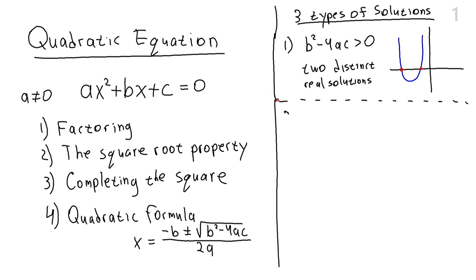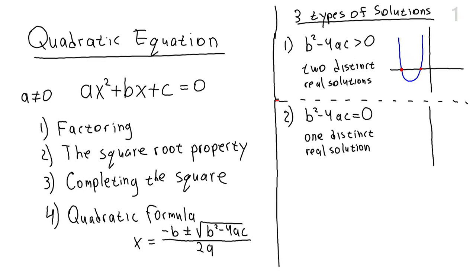The second type of solution that can happen to a quadratic equation is when b squared minus 4ac actually equals 0. If you look back to the quadratic formula, this means we have minus b plus minus 0, which leads us to only one distinct solution and not 2 distinct solutions. So in this case, there is one distinct real solution.